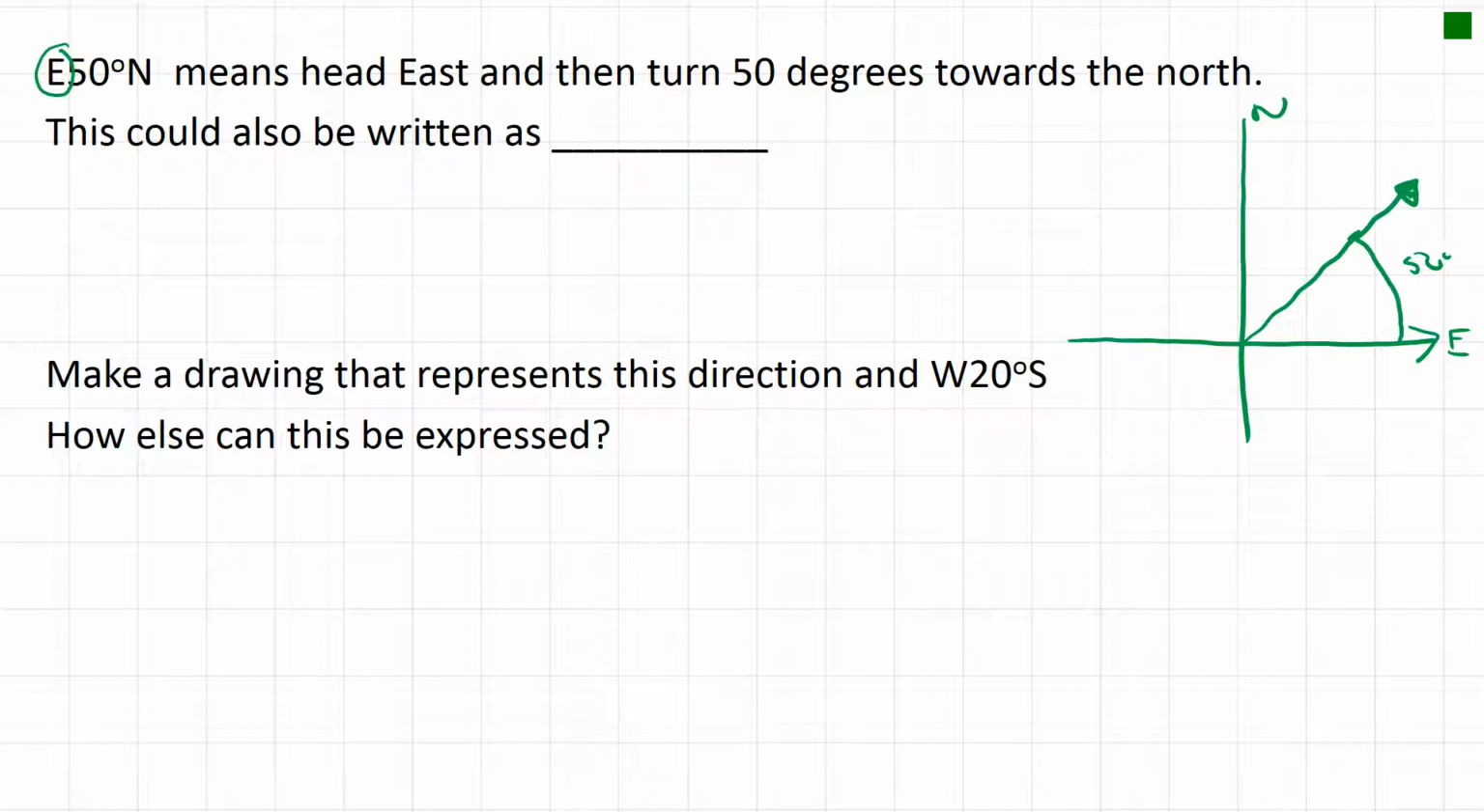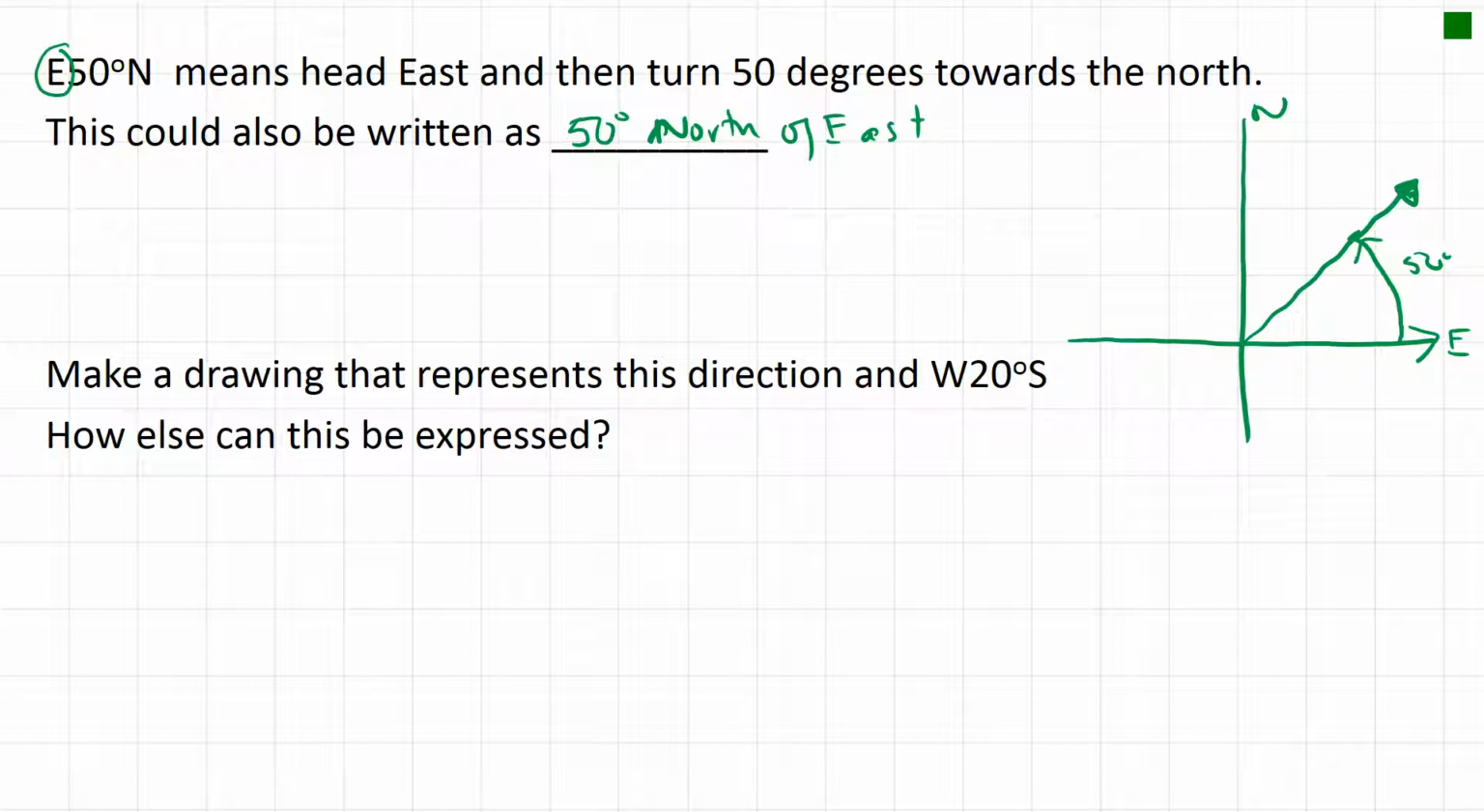So this happens to be an angle in standard position because it's also showing the angle going counterclockwise from the x-axis. Now, in some textbooks, not all textbooks agree, they have different ways of writing that same angle, and you could see this as 50 degrees north of east.